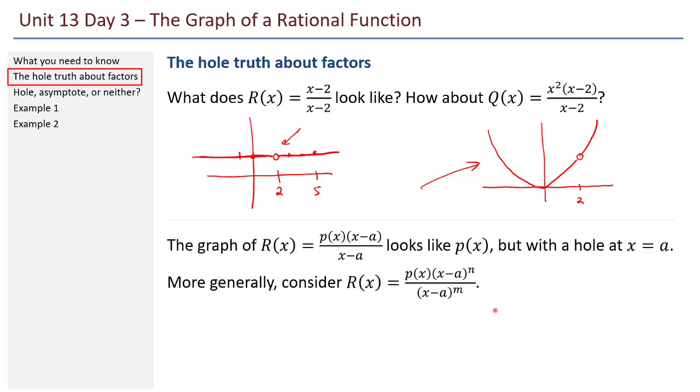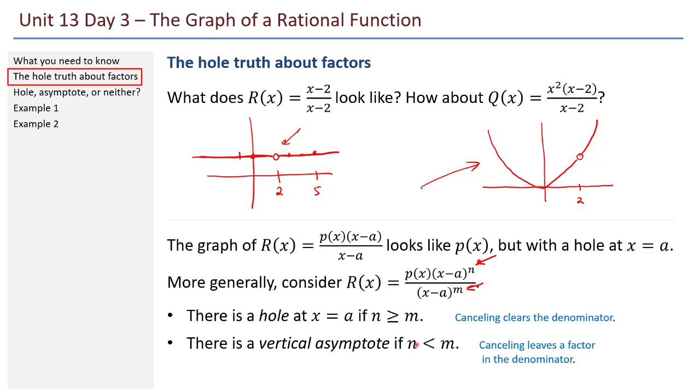Now, even a little bit more generally, let's say I have some exponents on that repeated factor. There's a hole if the n is greater than or equal to the m. So there's more factors on top. And when I cancel those common factors, it'll end up clearing the denominator. However, if the amount of the factors in the numerator is less than the number of factors in the denominator, that's when I have a vertical asymptote, when canceling leaves a factor in the denominator.